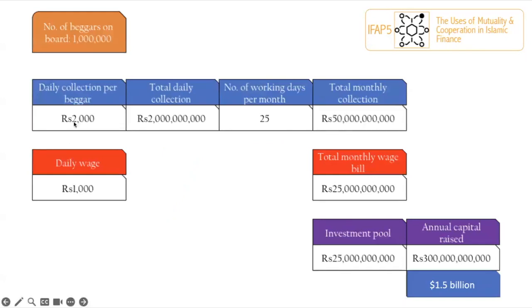Now, daily collections per beggar are 2,000 rupees. And we don't call this person a beggar. We call them a micro philanthropy agent. Total daily collections from this 1 million are 2 billion rupees. Number of working days per month, 25. Total monthly collection is 50 billion rupees. And of course, as I said earlier, out of this daily collection of 2,000, 1,000 goes to the person to survive. Total monthly wage bill for all those participating would be 25 billion. The investment pool would receive the other 25 billion. So the annual capital raised is 300 billion, which is about 1 billion dollars.